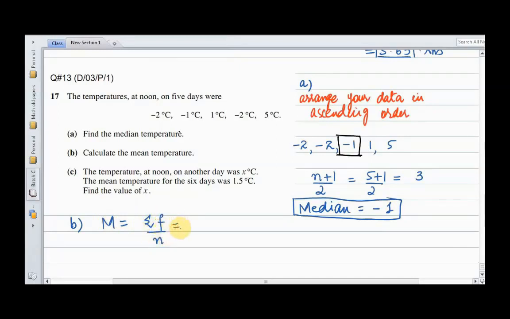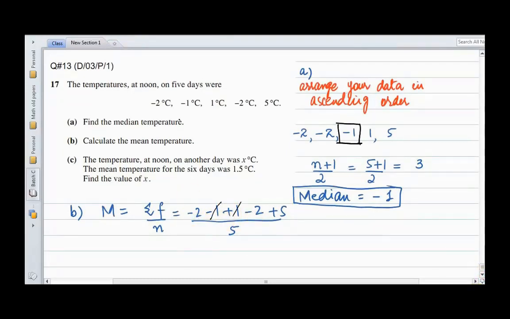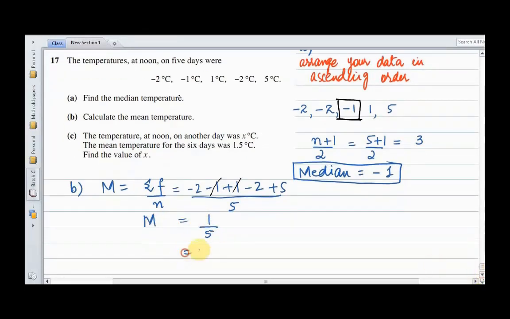Now what is the summation? Add up all the numbers: -2, -1, +1, -2, plus 5, divided by how many numbers? There are 5 numbers. Solving, -1 plus 1 cancel each other, -2 -2 is -4, -4 plus 5 will be +1. So 1 divided by 5, that is your mean, or you can say that mean is equal to 0.2. Right, that is your mean.